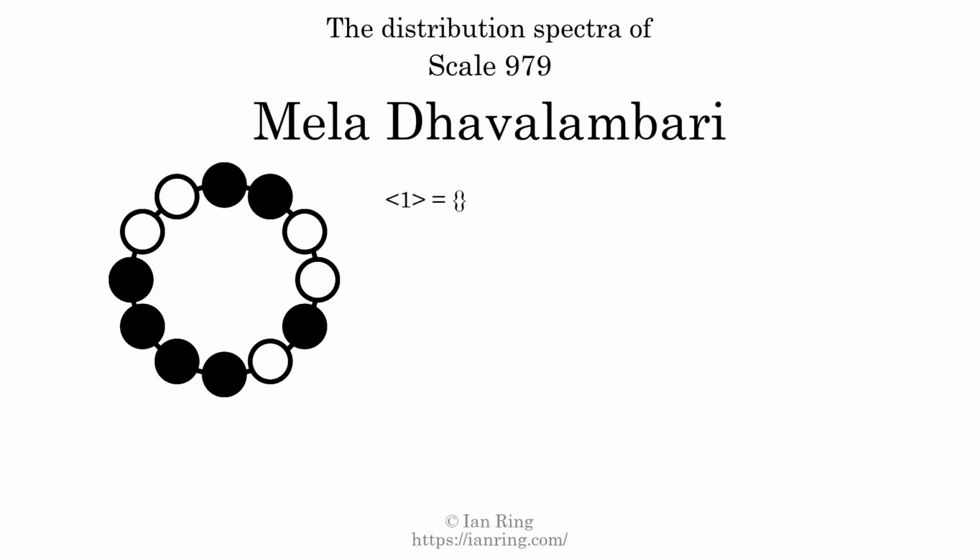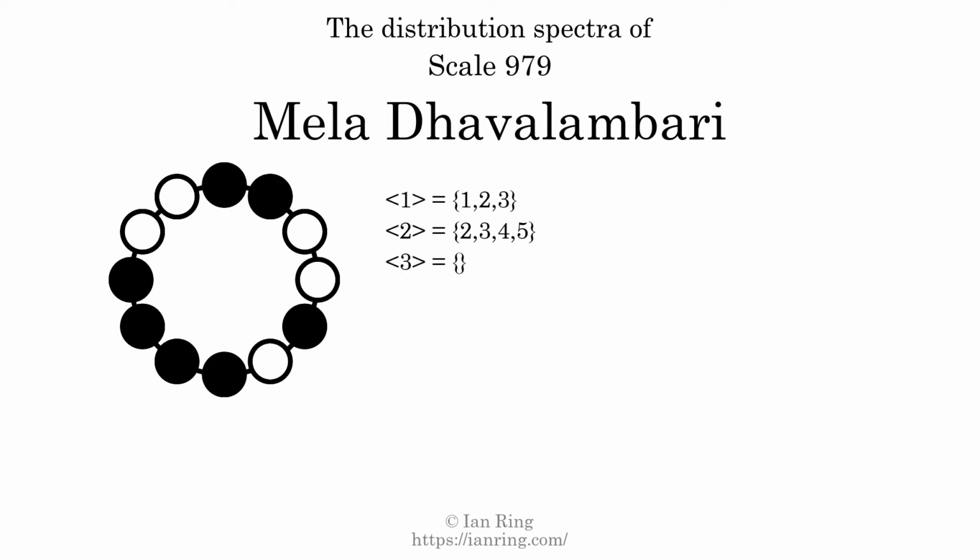The generic interval of one scale step comes in 3 different specific interval sizes: 1 semitone, 2 semitones, and 3 semitones. The spectrum width of this generic interval is the highest, 3, minus the lowest, 1, which equals 2. The generic interval of 2 scale steps comes in 4 different specific interval sizes: 2 semitones, 3 semitones, 4 semitones, and 5 semitones. The spectrum width of this generic interval is 3.